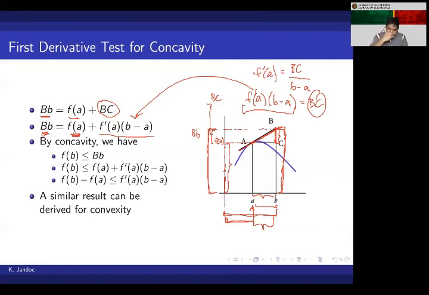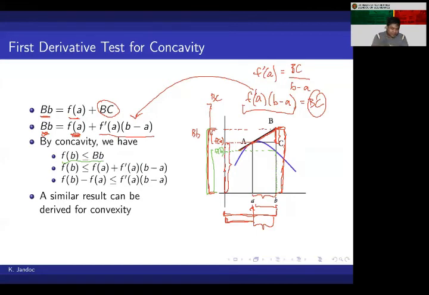By concavity, we have that f of B, which is this one. Let's pick another color because this is getting kind of messy, suppose we have green. f of b is where the function is valued at point B. So this is f of b, the value of the function at B. As you can see here, f of b, this distance, is less than BB. By concavity, that's always true. So f of b is less than or equal to this height BB.